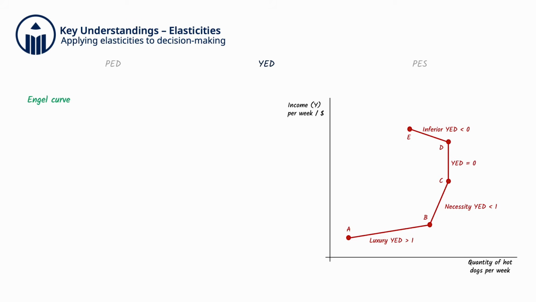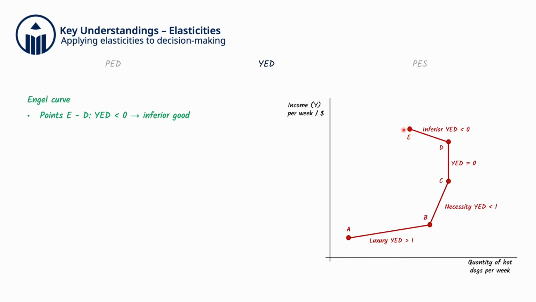On this diagram, the vertical axis shows income per week in dollars. The horizontal axis shows the quantity of hot dogs consumed per week. The curve connects 5 key points, labeled A through E, which show how many hot dogs are purchased at different income levels. Let's start at point E, which represents the highest income level here.